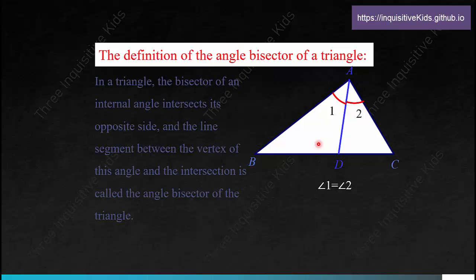In a triangle, the bisector of an interior angle intersects its opposite side. The line segment between the vertex of this angle and the intersection is called the angle bisector of the triangle. Notice, the angle bisector of a triangle is a line segment.